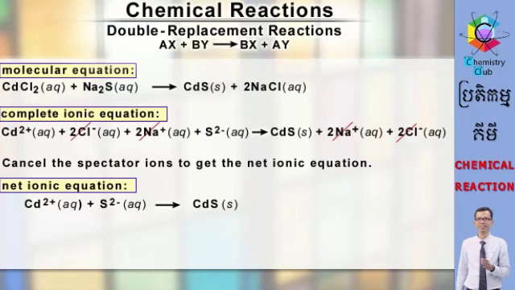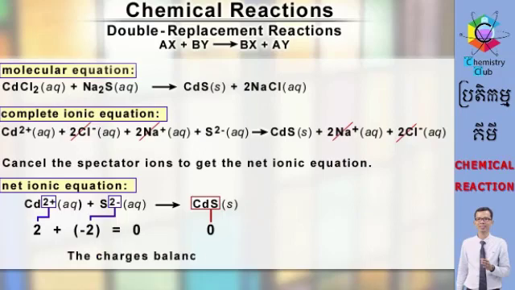the net ionic equation. Notice that the overall charge on the left side of the equation is 0, because the 2 positive charges cancel the 2 negative charges. The charge on the right side is also 0, because the product, cadmium sulfide, is a compound and therefore uncharged. The equation is balanced, and the charges on each side of the equation are equal. This gives you the molecular, complete ionic, and net ionic equations for the reaction of cadmium chloride and sodium sulfide.